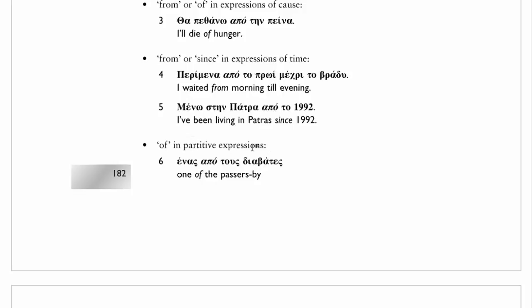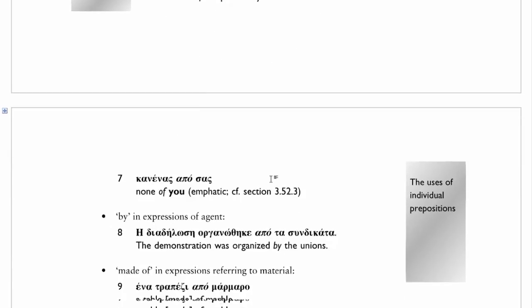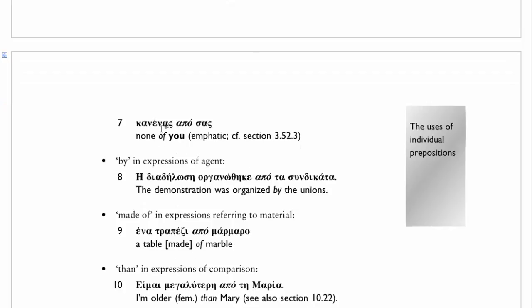Of in partitive expressions. A partitive expression is an expression that refers to a piece of the total and not the whole thing. In this case, enas apo tous diavates, one of the passers-by. Not all the passers-by, but just one of them. This is the partitive expression. Kanenas apo sas, none of you.